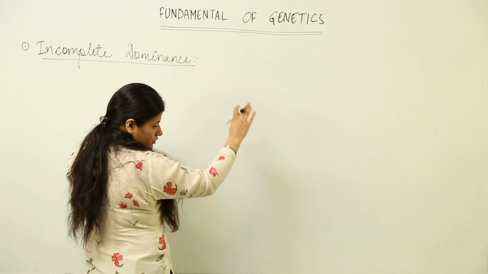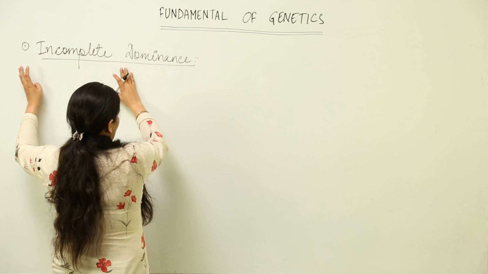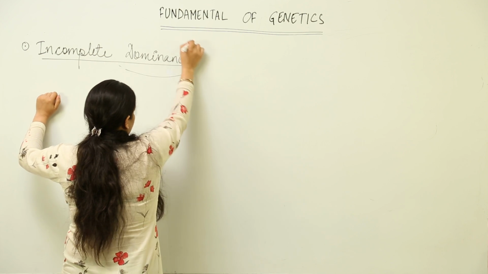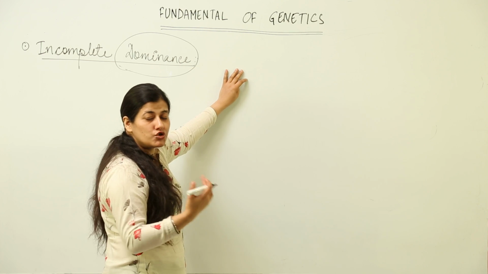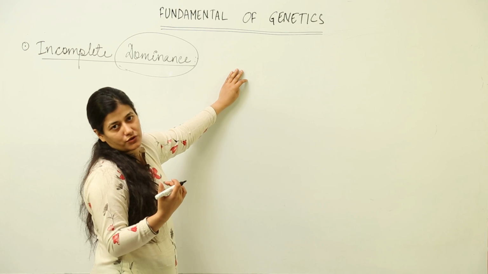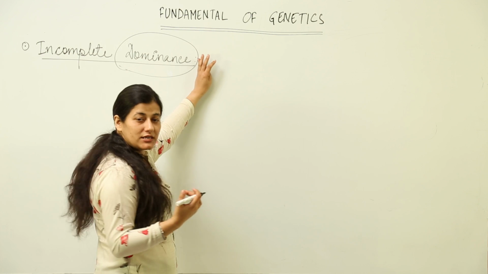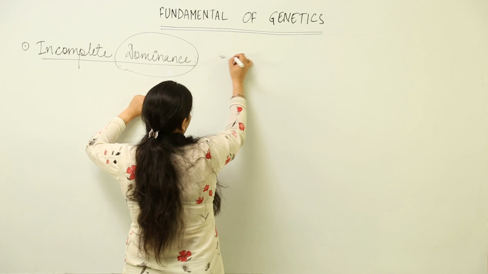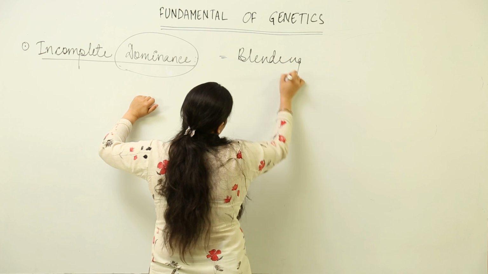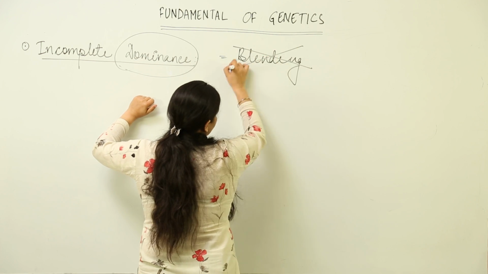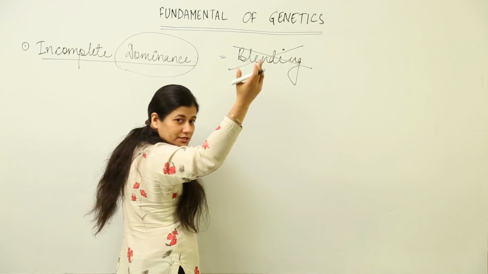So what incomplete dominance is, as the name suggests, that the dominant character will not be dominant completely. It will show some lesser amount of dominance. Now when I say lesser amount of dominance, does that mean blending? It appears to be like blending, but it is not blending. Why? How does it appear to be blending?